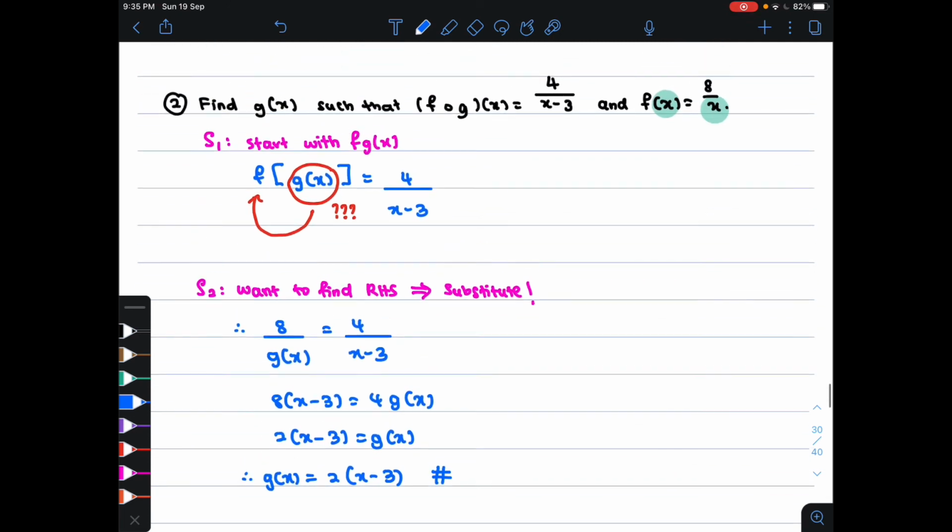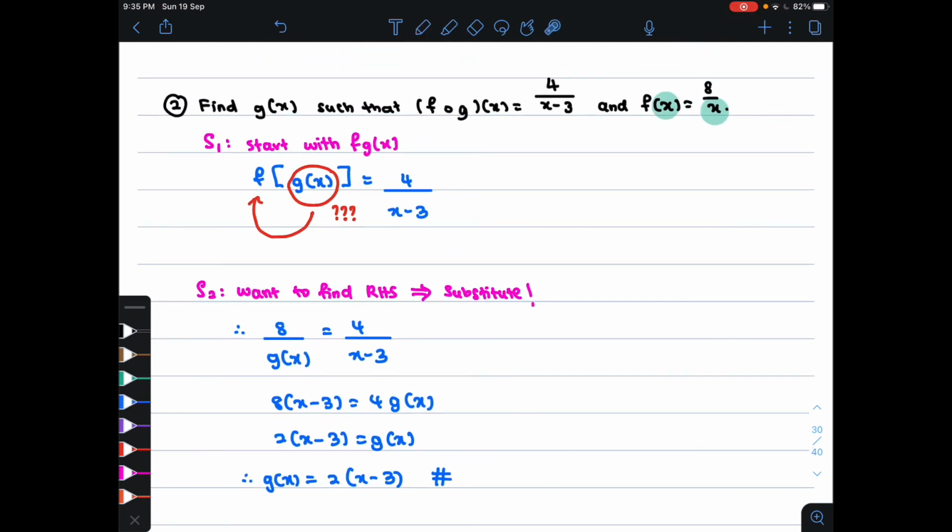So, kita summarize semula. Step yang pertama, always start dengan composite function kamu. And then, kamu determine kat mana function kamu tu. Dia belah kiri ke, dia sebelah kanan. So, kalau dia kat sebelah kanan, kamu wajib substitute dia balik ke dalam yang kat sebelah kiri ni. And then, daripada situ, kamu solve untuk cari function yang kamu nak. So, this is what happens when your function, the function that you need to find, is on the right hand side.